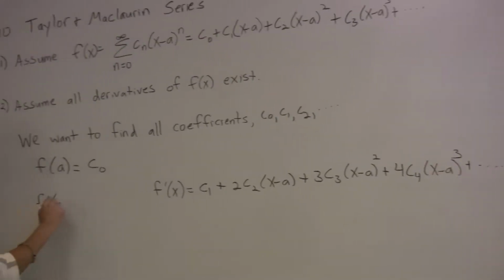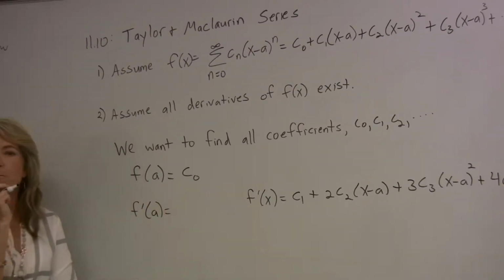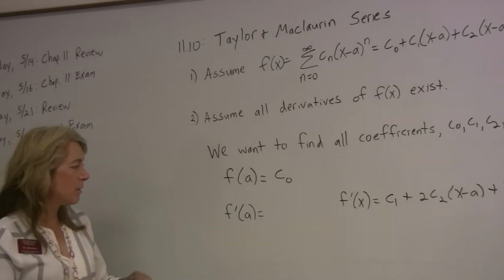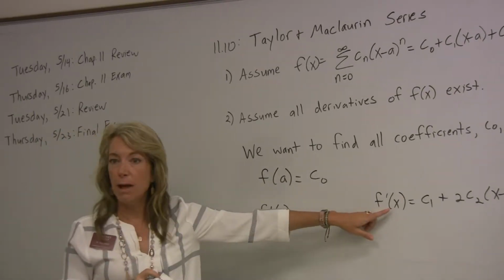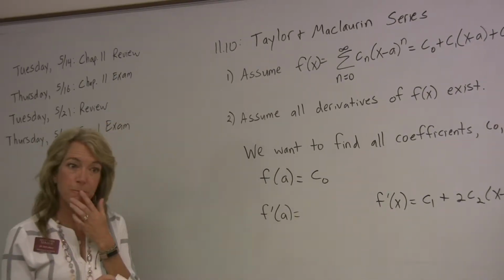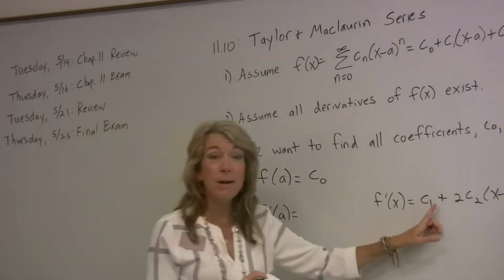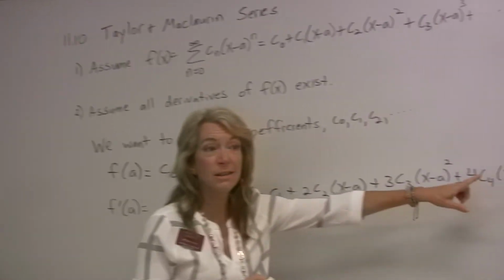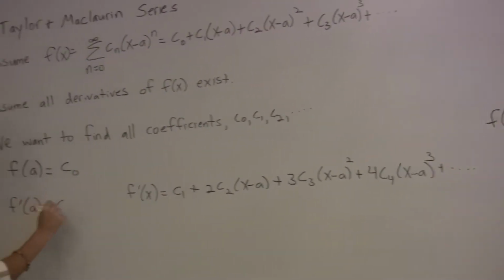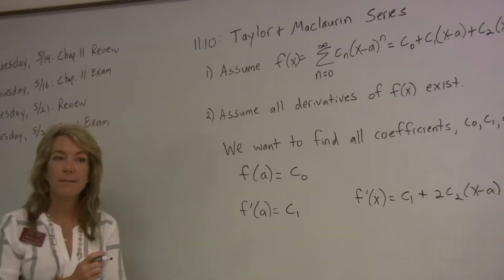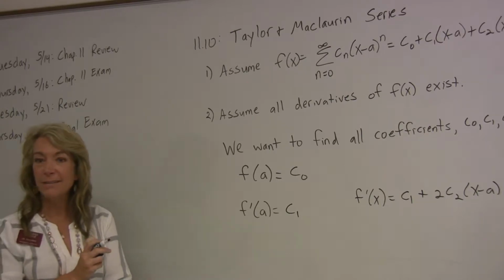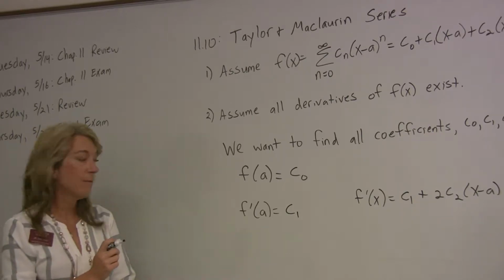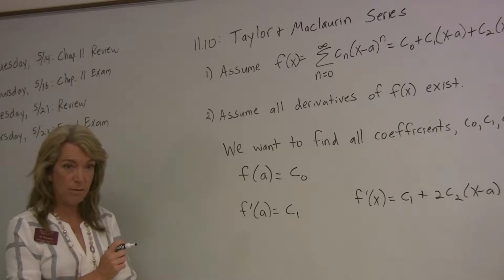What's f prime of a? What happens when I plug a into my first derivative? I just get c1, right? Because all of these become 0 again. 0, 0, 0, 0, 0. So look at it, I got 2 constants now. Almost done. Infinite more to go. Everybody okay there?